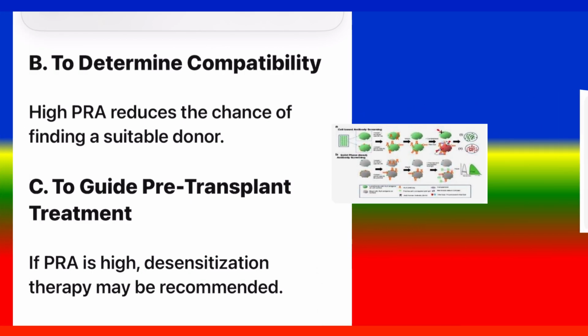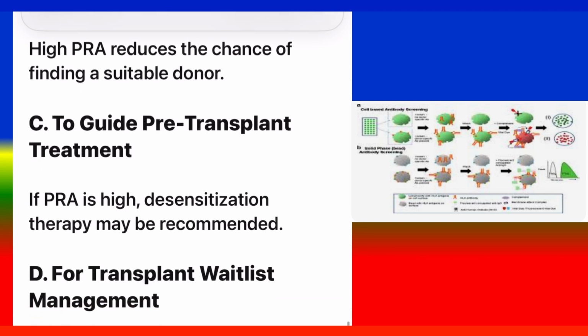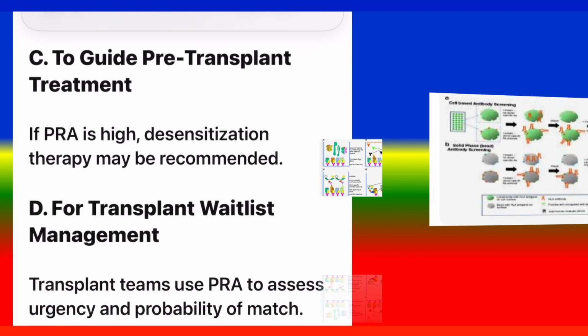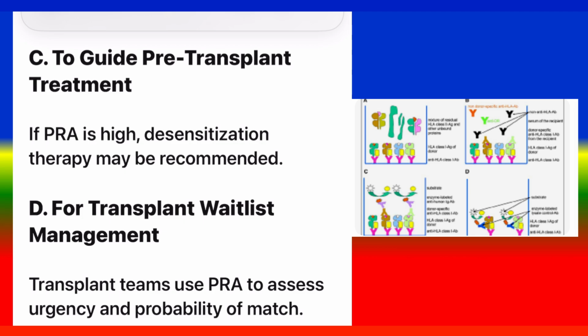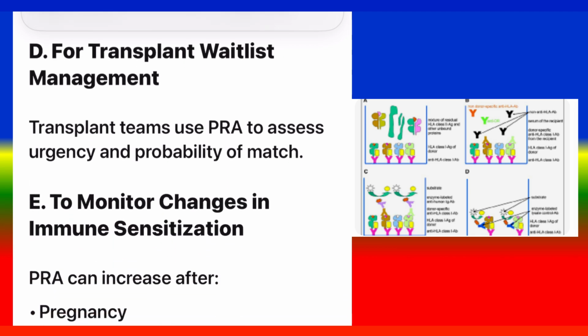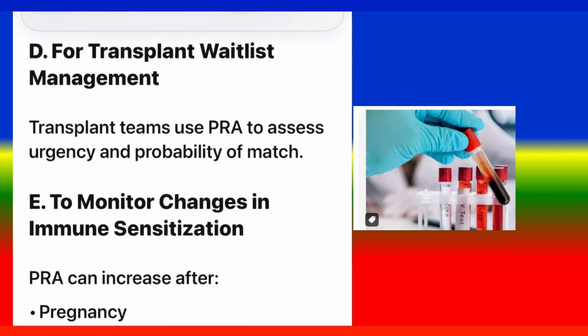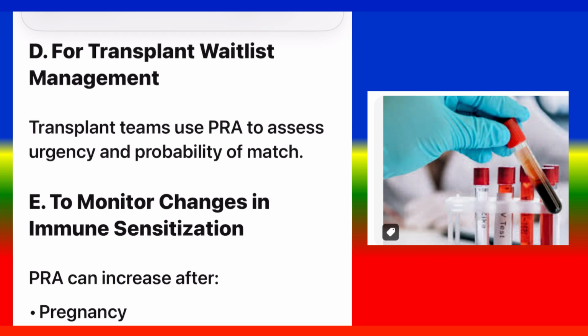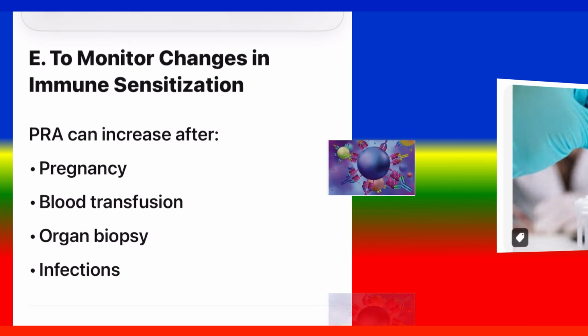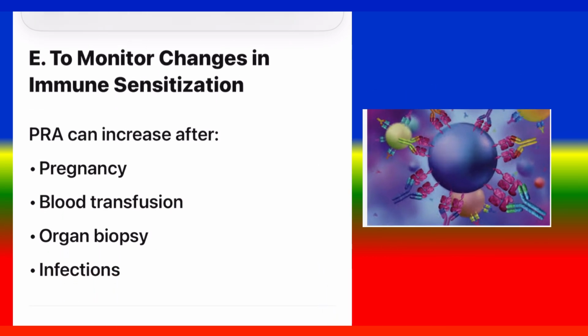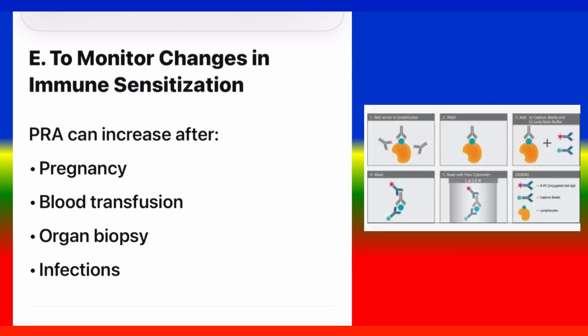C. To guide pre-transplant treatment. If PRA is high, desensitization therapy may be recommended. D. For transplant waitlist management. Transplant teams use PRA to assess urgency and probability of match. E. To monitor changes in immune sensitization. PRA can increase after pregnancy, blood transfusion, organ biopsy, and infections.